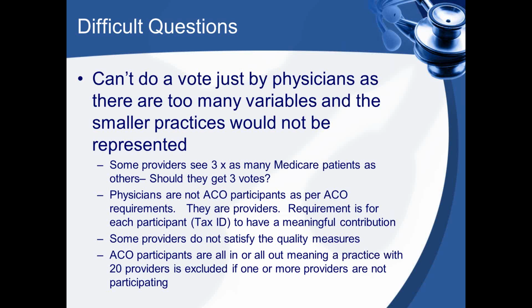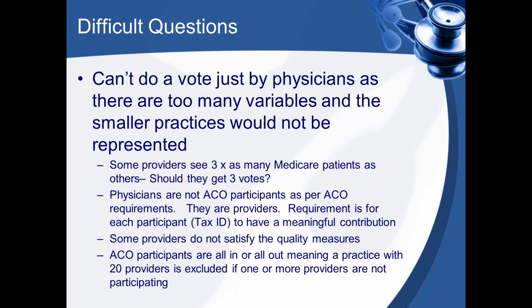are not meeting some of the inclusion and exclusion criteria. You know, they're not ACO participants as per the ACO requirements. So as far as meaningful contributions and things like that, which I'll show in a minute, many groups set up minimum requirements that are required for their governing body. Some providers don't satisfy the quality measures. So how do they get to vote for somebody that does? I mean, there's so many different variables here.